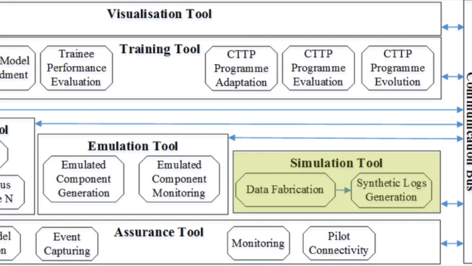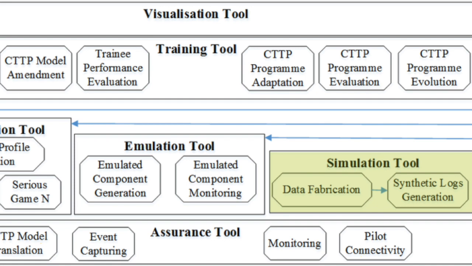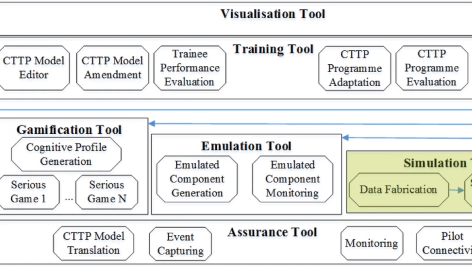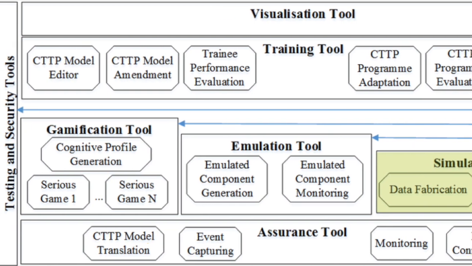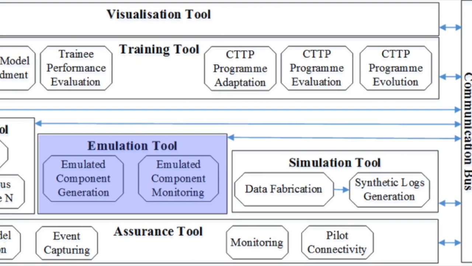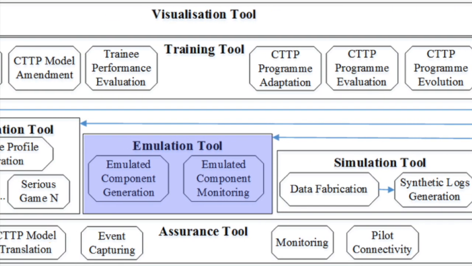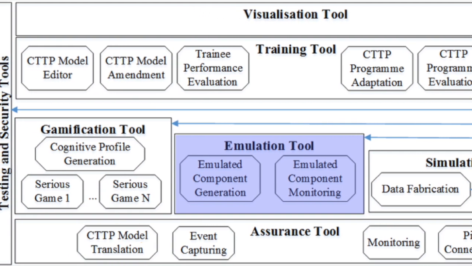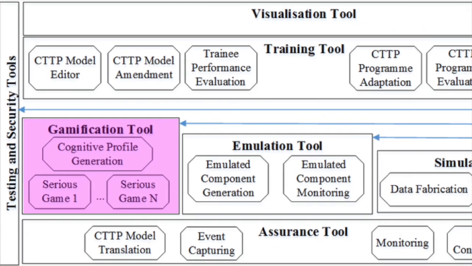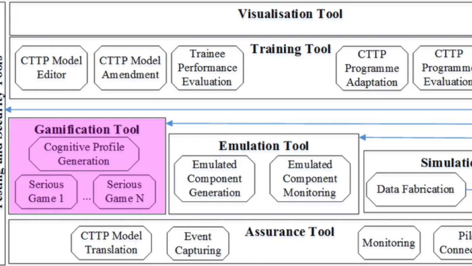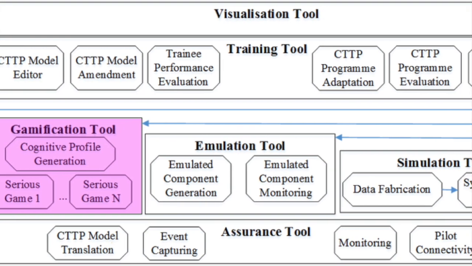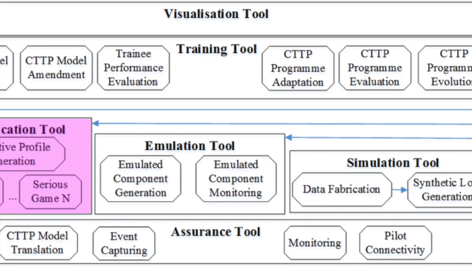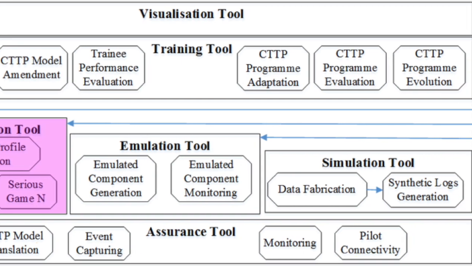The simulation tool generates synthetic system logs and simulates individual cyber system components and networks of such components to enable the simulation of entire training scenarios defined in CTTP programs. The emulation tool is responsible for the generation of the emulated cyber system components and their interconnections in physical, software, and architectural levels. Next comes the gamification tool that hosts various serious games, scenarios, and training evaluation mechanisms that will enable trainees to develop skills in being resilient to and preventing social engineering attacks, for example phishing, impersonation attacks, etc.